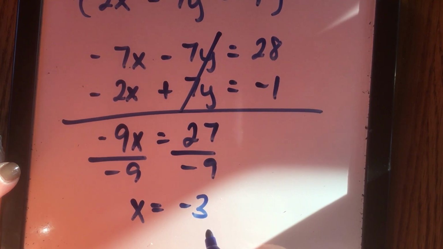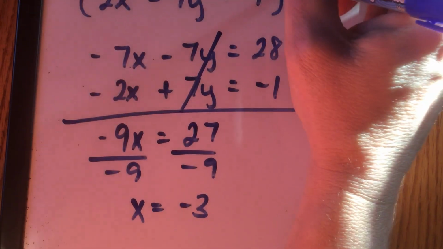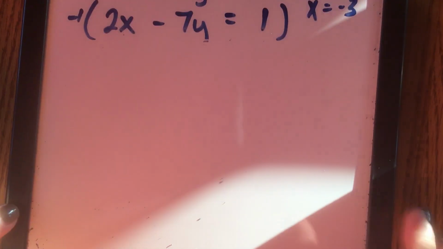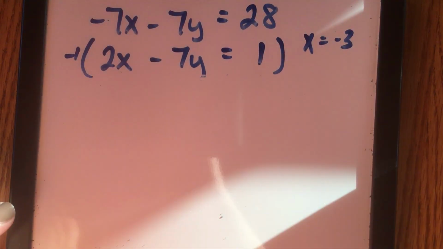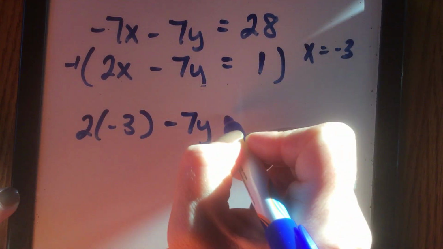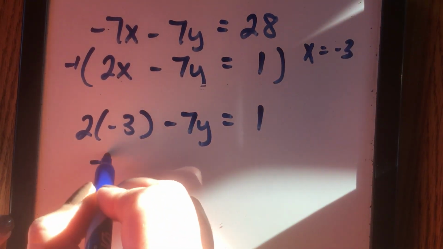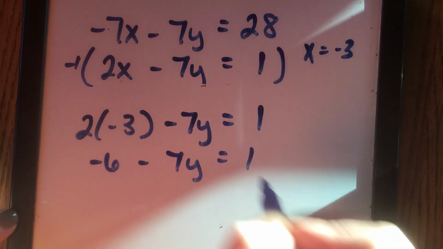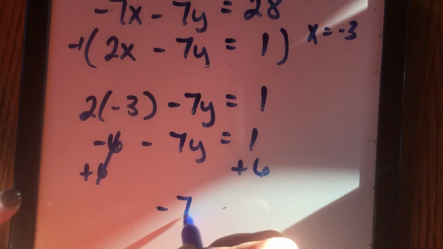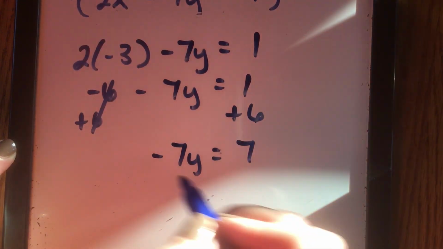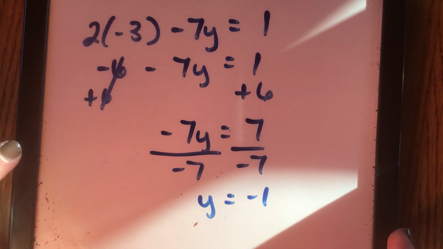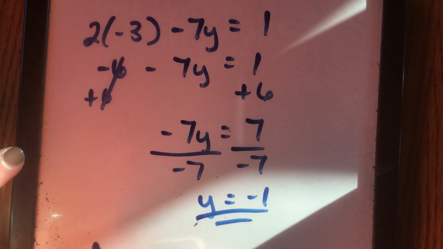So once I have my x, I plug it back up into one of the equations. So I'm going to write this here, x equals -3. I'm going to erase my work, and I'm going to plug it into this original equation before I multiplied it by -1. So I'm going to have 2 times -3 minus 7y equals 1. So that's -6 minus 7y equals 1. So I'm going to add 6 to both sides. So I have -7y equals +7. Divide both sides by -7 and y equals -1. So my answer is -3, -1.